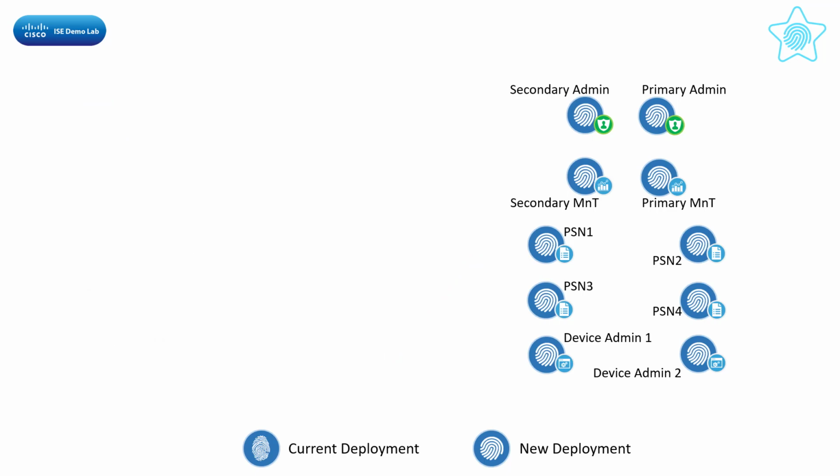Once you have all the nodes in your new deployment, you can rehost the licenses. You will need the UDI information from the Administration System Licensing page to do so. The link with instructions for rehosting the licenses is in the video description.